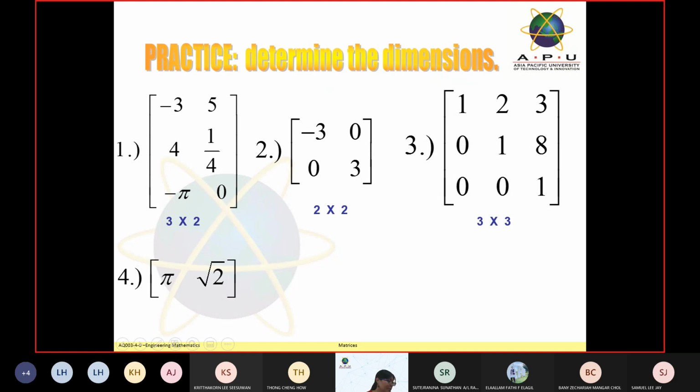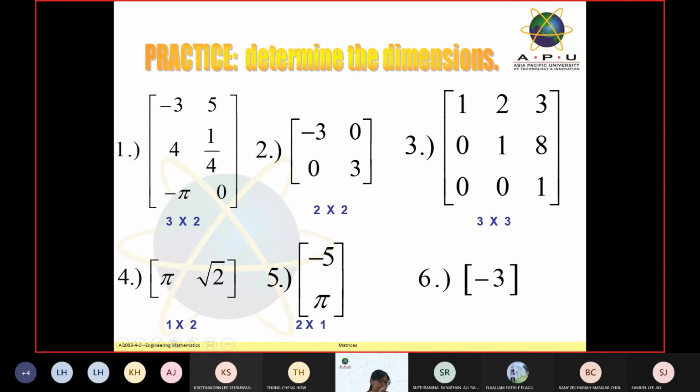Okay. So, next, number 4. Yeah, 1 by 2. Number 5. 2 by 1. Yep. Okay, correct. How about the last one? Only one element. Yep, 1 row, 1 column, 1 element. So it is 1 by 1. Okay. Yep. Correct. So this is just a recap.